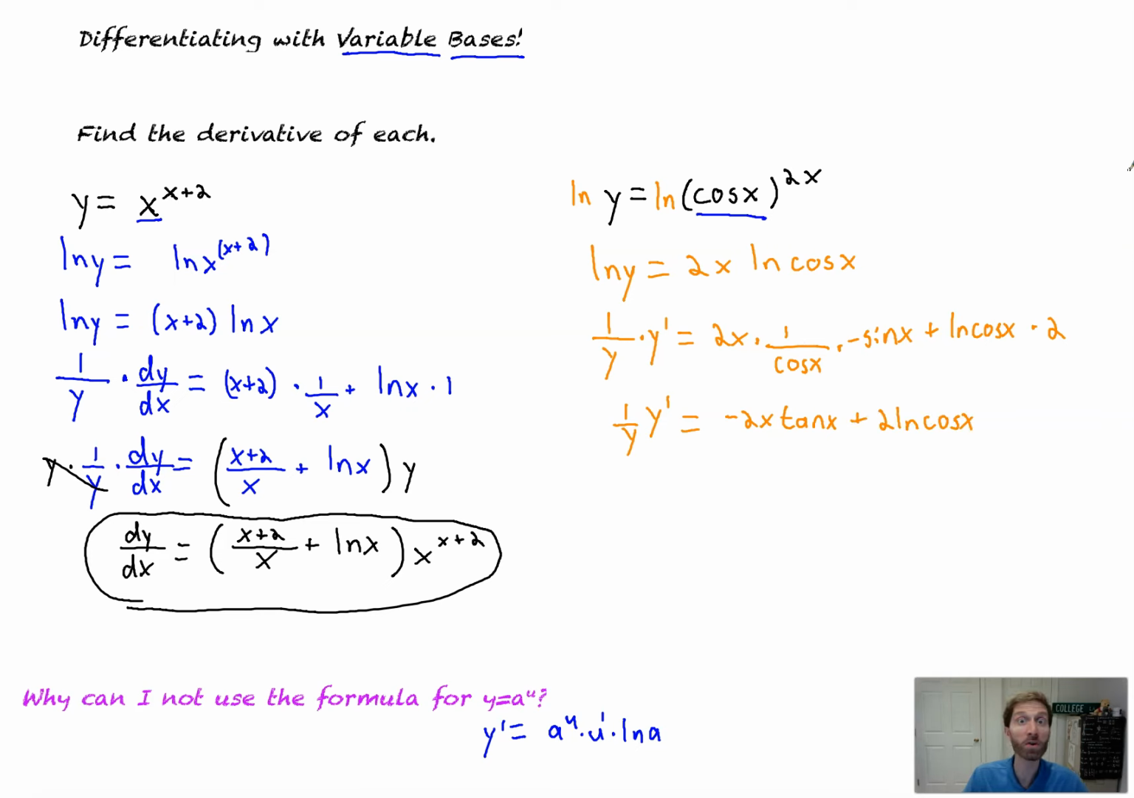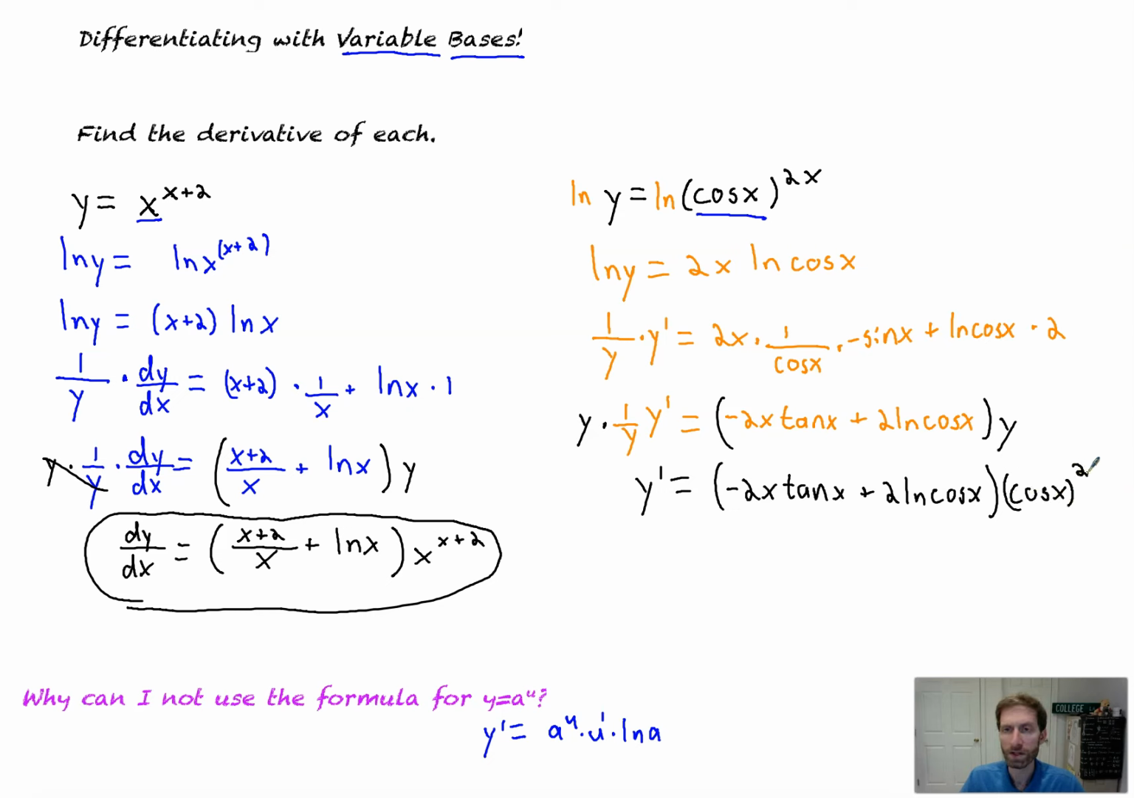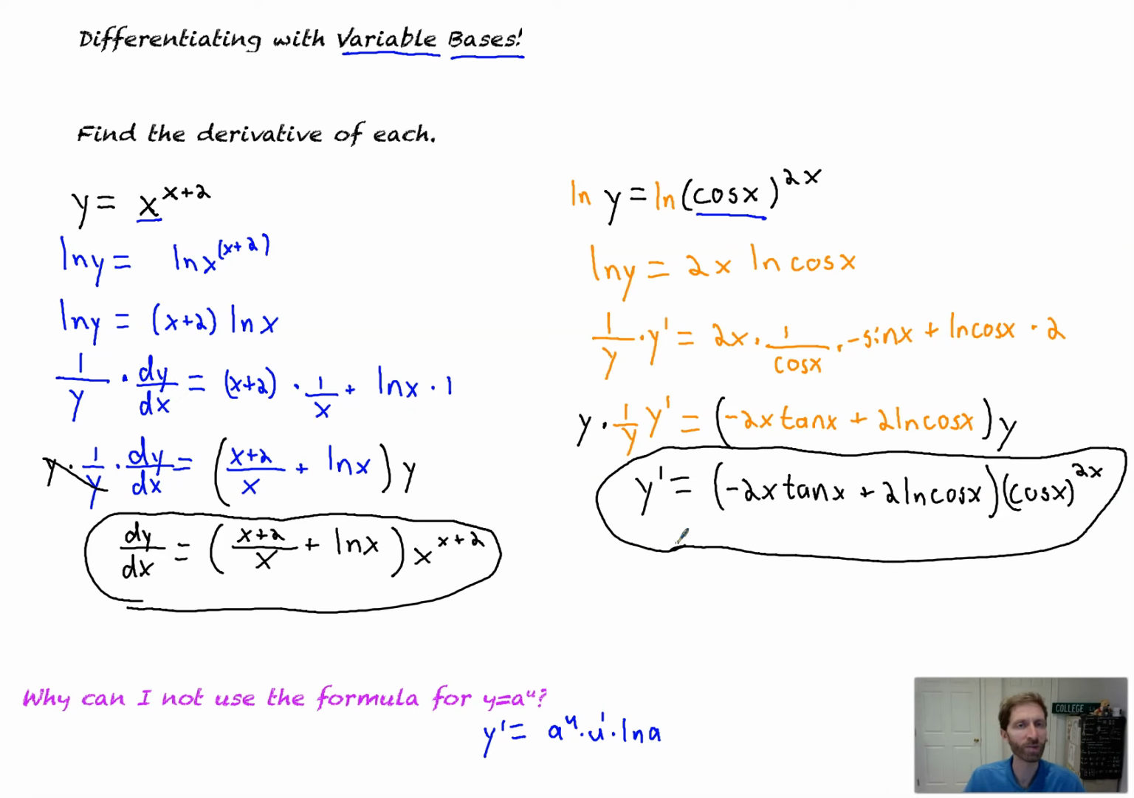Now I'll multiply both sides by y. We get y prime is equal to minus 2x tangent x plus 2 ln cosine x, all times the y value. Well, what was y? This whole function here. So that's going to be cosine x, all of that raised to the 2x. And that right there is your answer, as it were.